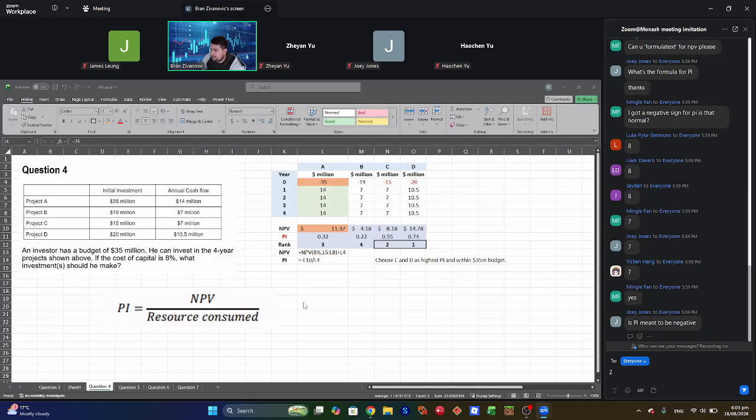You can use the absolute function if you want for the PI, but typically because you got investment, it will always be negative. You can keep it as negative, but you just need to make sure you interpret it correctly. I generally just go with positive. So I take the positive NPV and I divide by the initial investment.